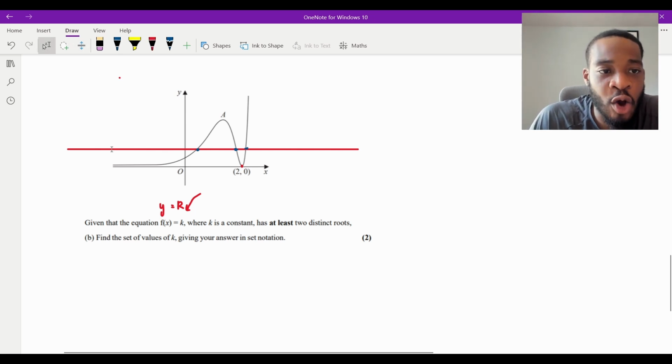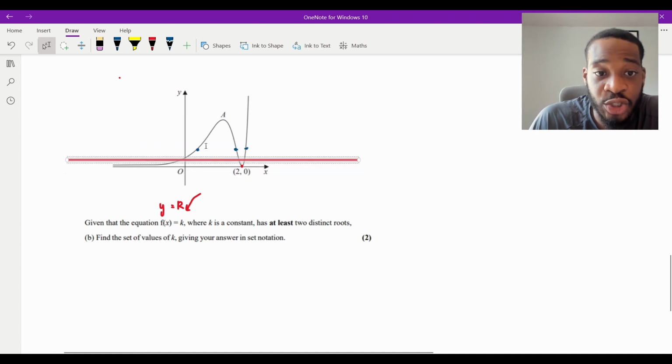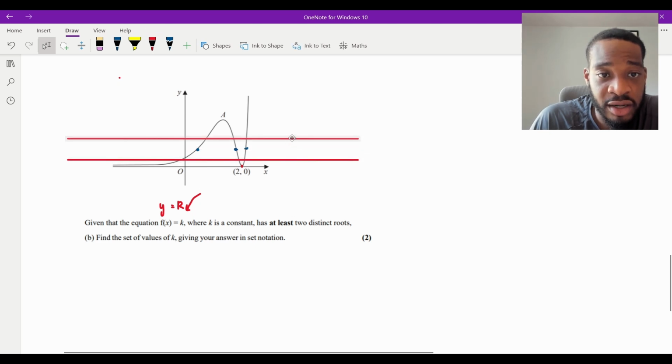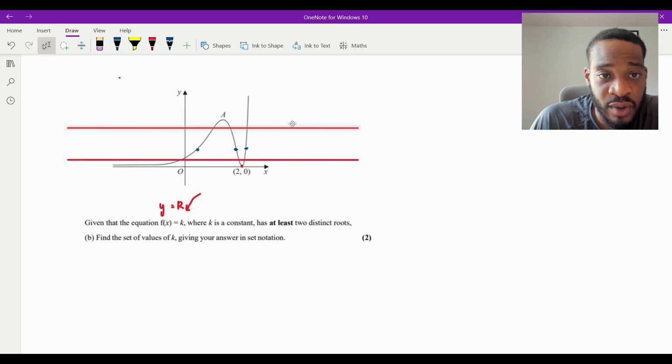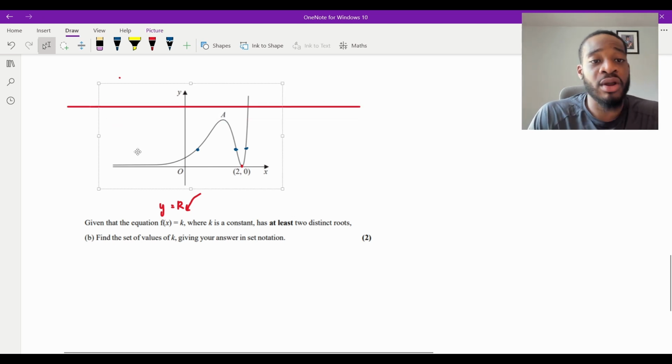The moment I go above the x-axis, any point above it, then I get at least 2, don't I? And that continues, keeps going, until I get to just on top of this turning point of A, isn't it? Because right here, I still have 2 points of intersection, which is fine. But the moment I go anywhere above that, I only have 1 point of intersection.